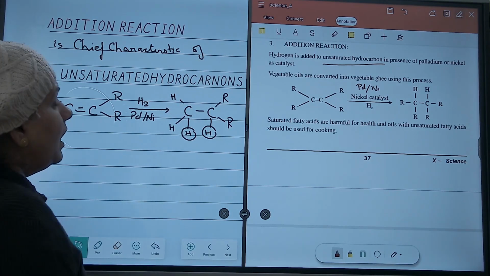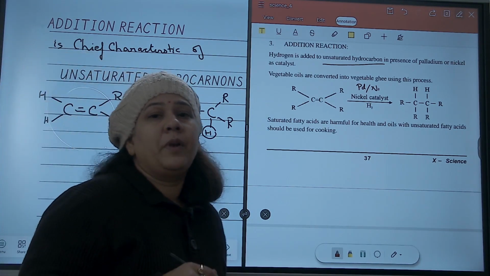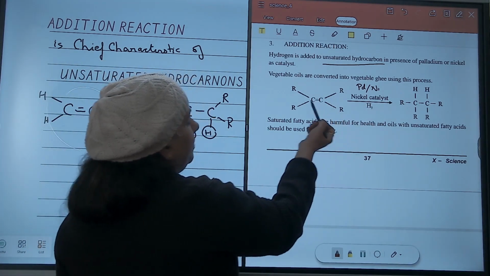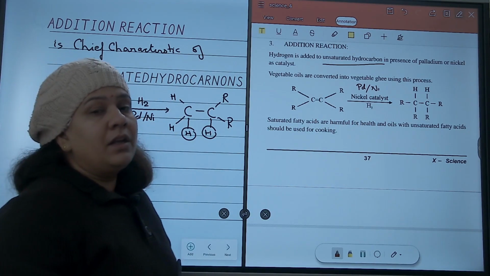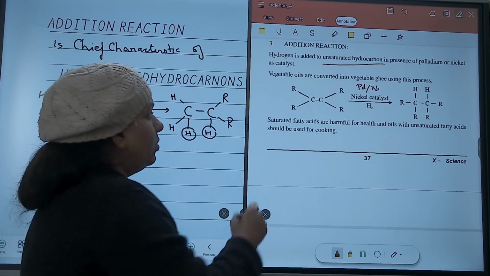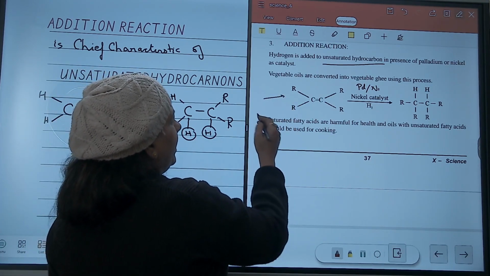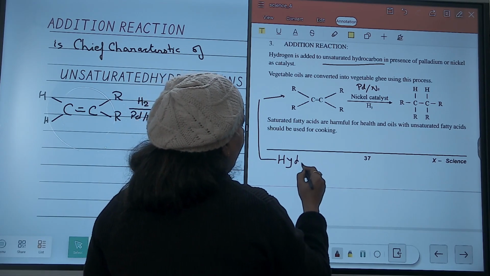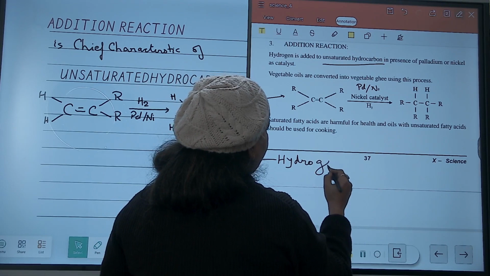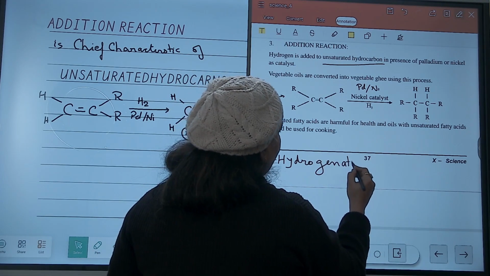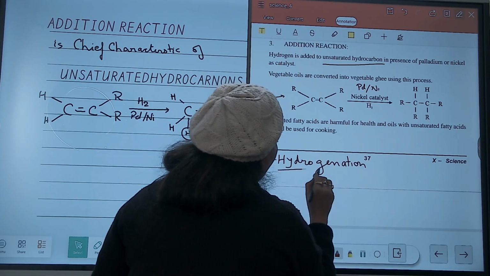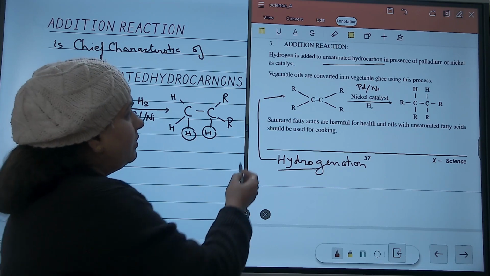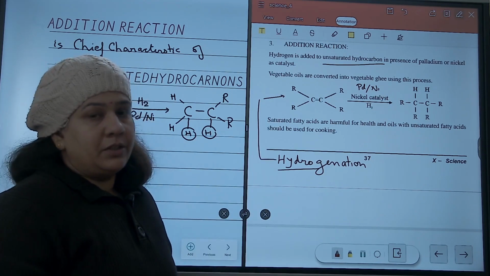Another important point is that it takes place in the presence of a catalyst, nickel or palladium. And if hydrogen is being added to the reactant, the reaction is called hydrogenation. So basically this reaction is hydrogenation. Since hydrogen is being added, it is called hydrogenation. And this reaction is of utmost importance.